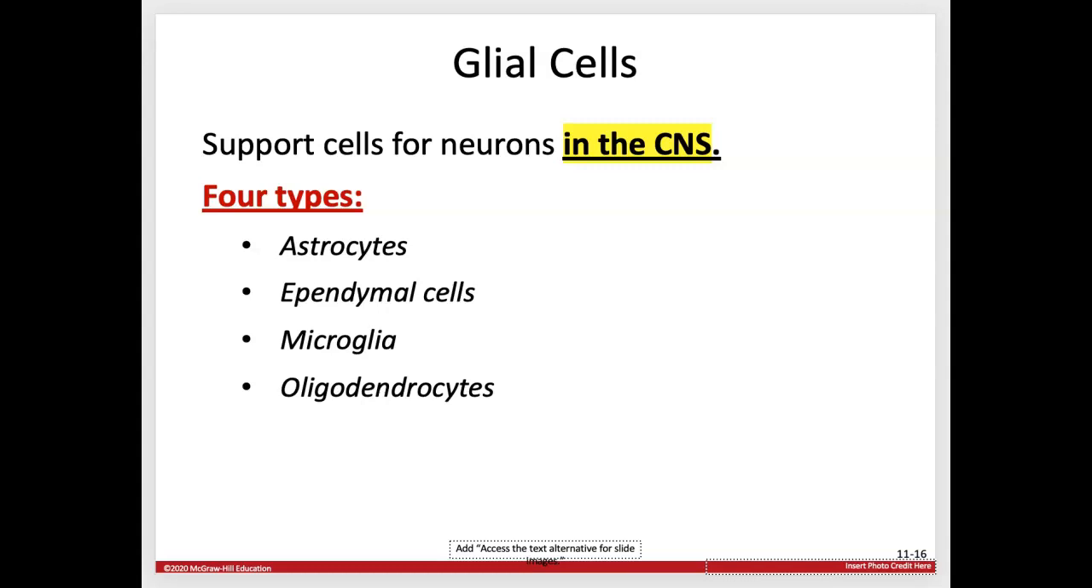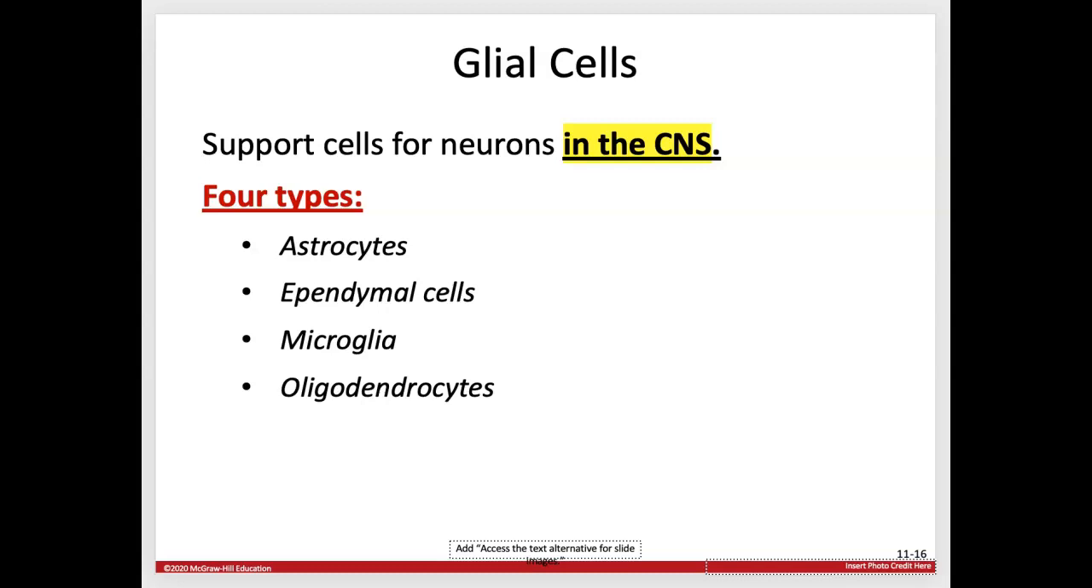Chapter 11, Part 4. We're going to move on to glial cells. There are a couple of different types of glial cells in the peripheral nervous system, and there are other glial cells in the central nervous system. We're going to start off with the CNS, the central nervous system. By definition, glial cells are support cells for neurons, whether in the CNS or PNS.